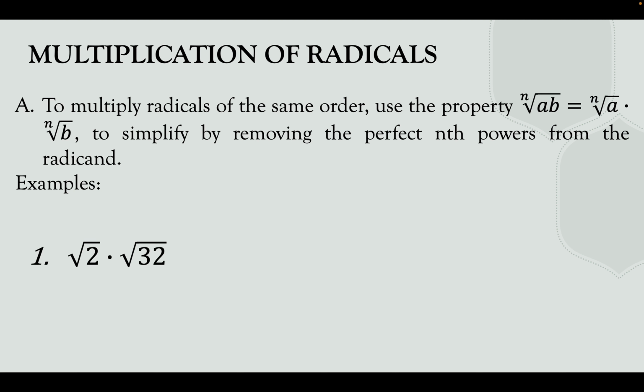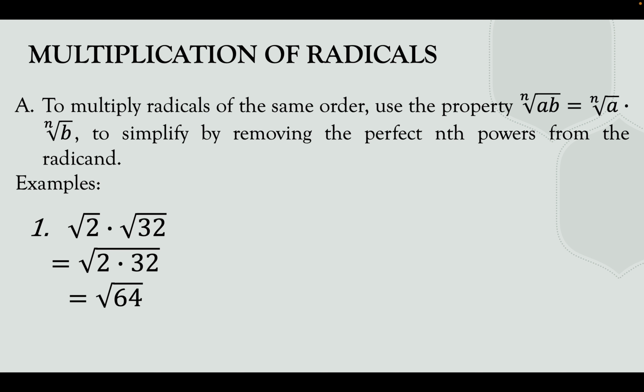Example number 1, we have square root of 2 times square root of 32. Since we have the same index, you just need to multiply the radicands. We have square root of 2 times 32, so that is square root of 64. Since 64 is a perfect square, we have 8.